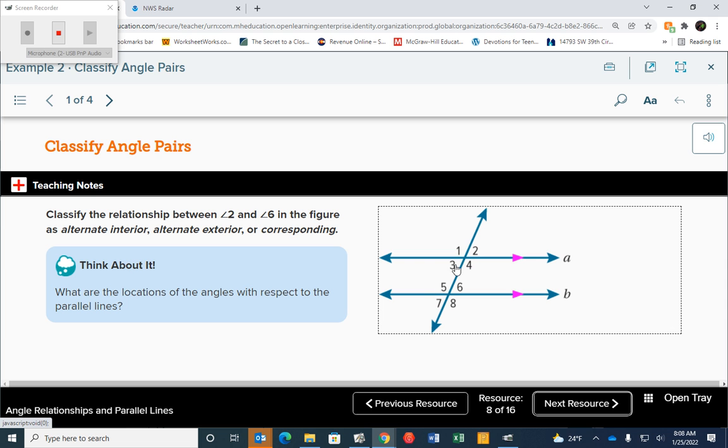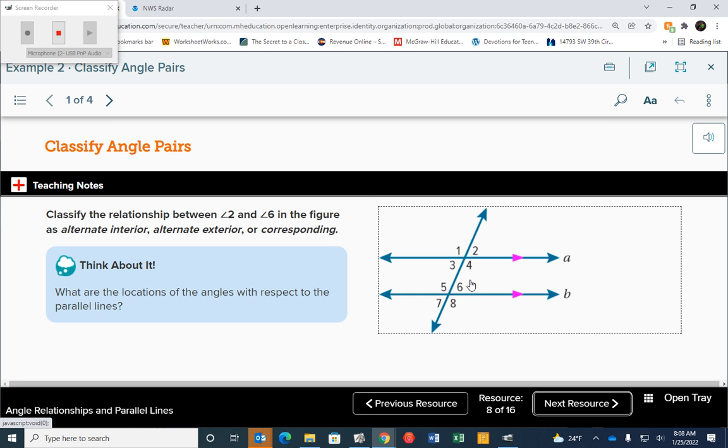Okay. But what they're trying to compare here, angle 2 and angle 6, one of these is exterior, one of these is what? Okay, when one is exterior and one is interior, but they have the same measure, what do you think those are called? Corresponding. Okay, those are what we call corresponding angles. Okay, does that make sense?